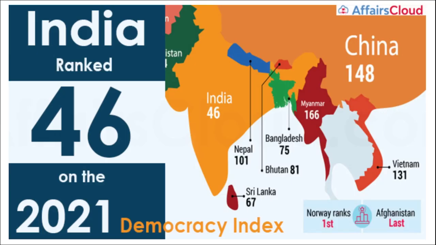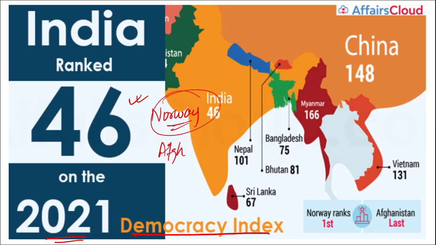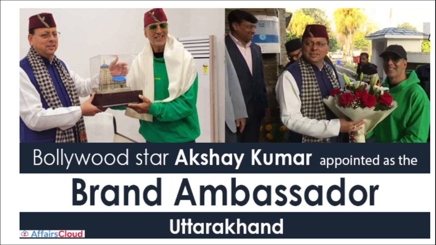Alright friends, so now apart from this, tell me, what is the rank of India in the democracy index for the year 2021? The rank of India is 46. Which is the country that topped in this index? It was Norway that secured the first position in the democracy index. And which is the last country? It is your Afghanistan.